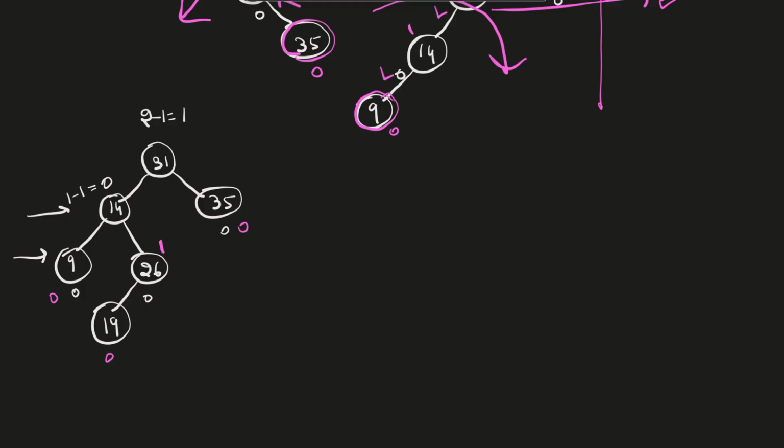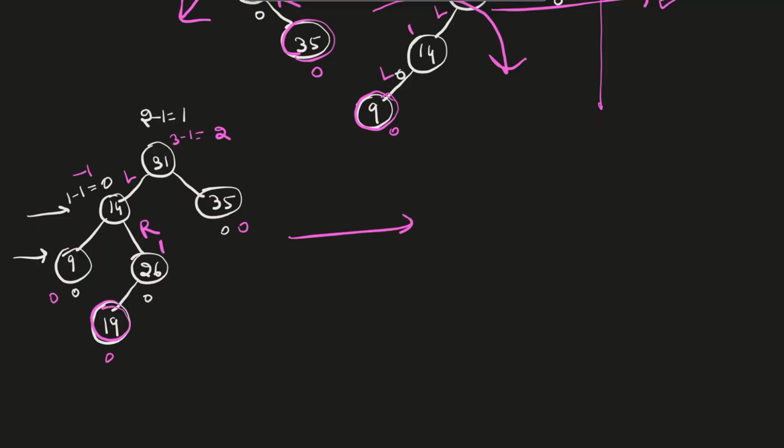26 is 1. 14 is 1 minus 2, that is minus 1. Coming to 31, it is 3 minus 1, that is equal to 2. Why has this occurred? Due to the insertion of 19. So where is it? Left, right. Now how do you solve LR problem?